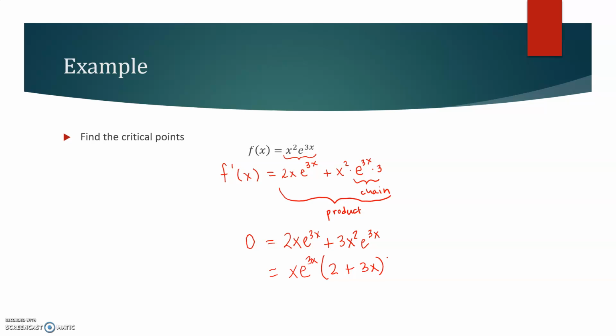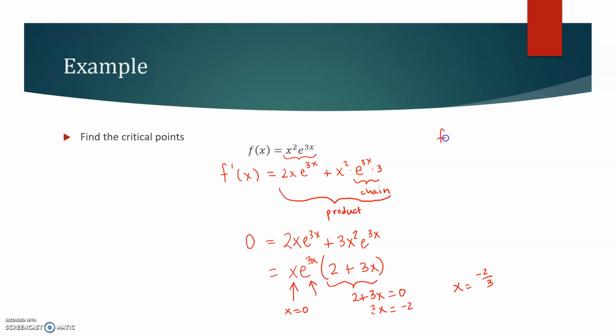Now we set each of our factors equal to 0. This factor would equal 0 when x is equal to 0. This factor would never equal 0 because it's an exponential. And then this factor, 2 plus 3x equals 0. Well, 3x equals negative 2, and so x equals negative 2/3. So our critical values are x equals 0 and x equals negative 2/3.